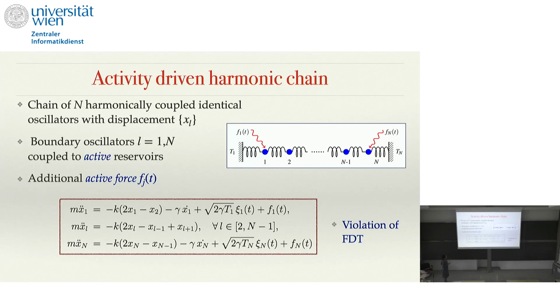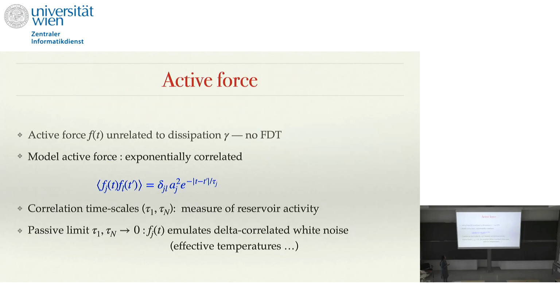And clearly now I have a violation of the fluctuation dissipation theorem because these forces are extra. This component was already satisfying FDT. So what are these forces? For simplicity, I take these forces to be dynamical forces which have an exponentially decaying correlation. The time scale of this correlation, that I call tau, is my measure of activity.